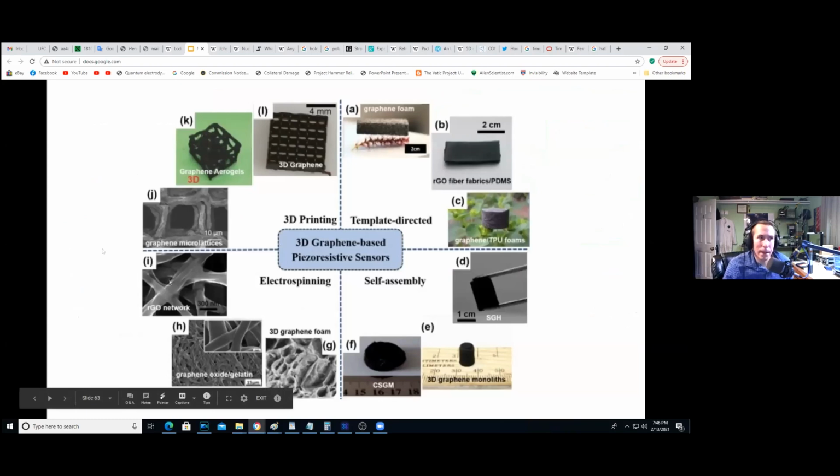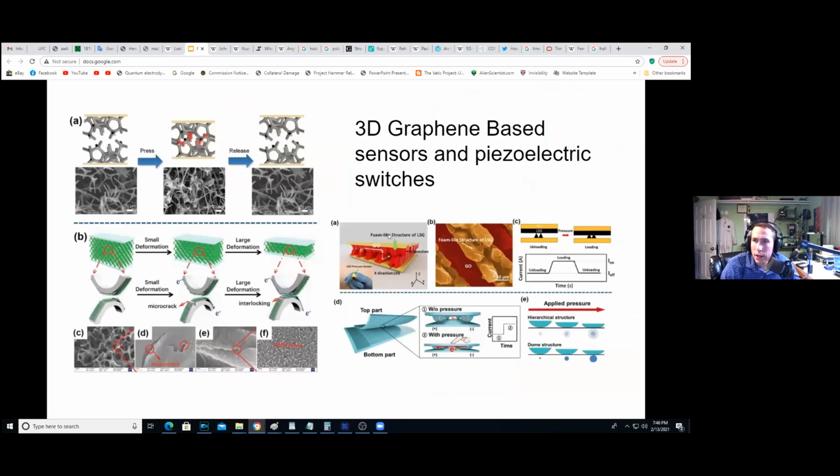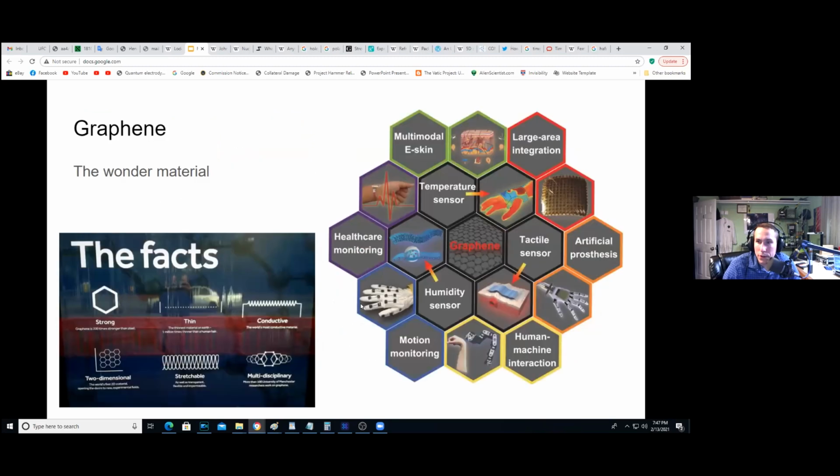But in any case, then we have 3D graphene-based sensors and piezoelectric switches. They have these graphene structures that when they press them together, they create electrical switches, or also piezoelectric voltage, pressure sensors if you will, through the piezoelectric action of the graphene, which is also an interesting application for graphene.